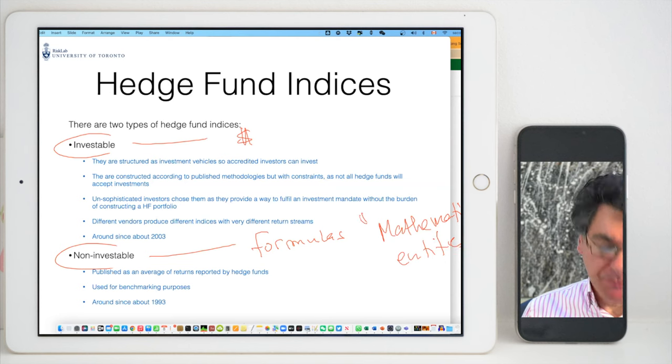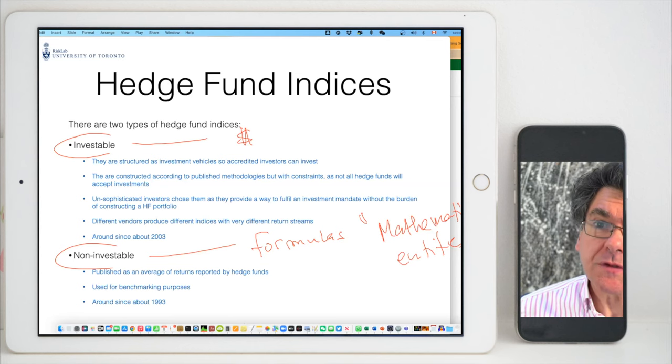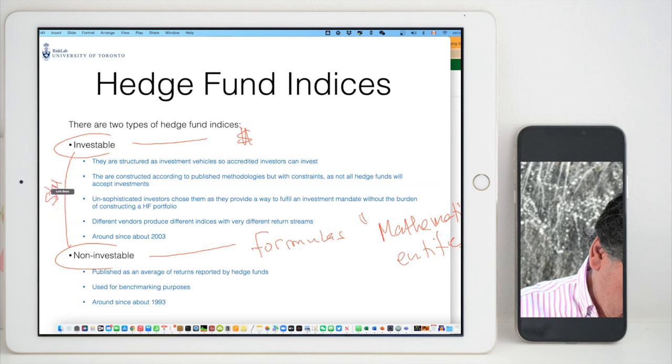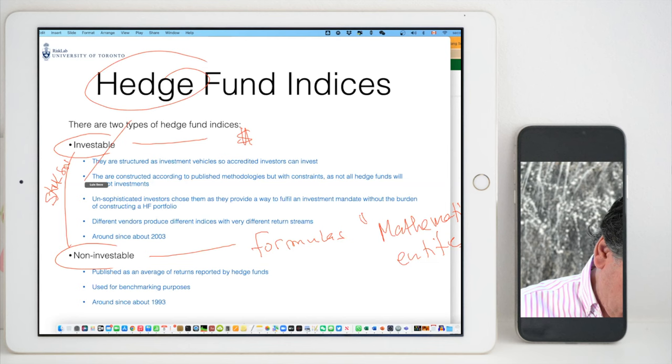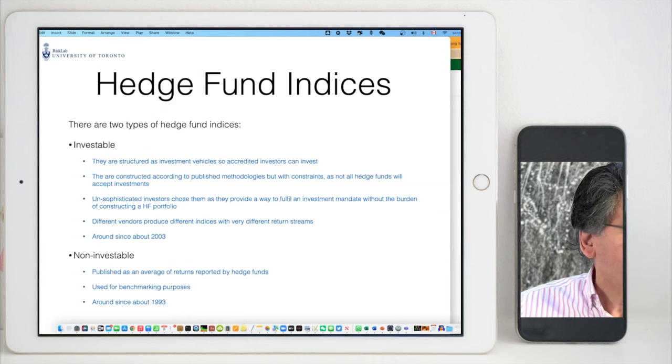which are created. In the case of stocks, the investable and the non-investable are very similar. In the case of stocks, they are similar. In the case of hedge funds, they are very different. Okay? And it's some of the differences that we're going to have to understand.